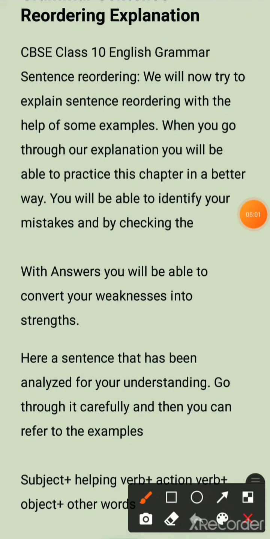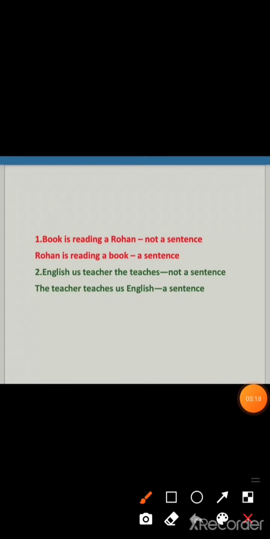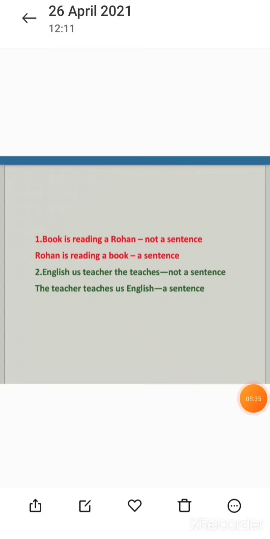So how to write a sentence correctly? At first you have to write the subject, then the helping verb, then the action verb or the main verb, then the object, then the other words. Look at the sentence over here that I have already explained to you. Rohan is reading a book. Rohan is the subject. Is, it is the helping verb.